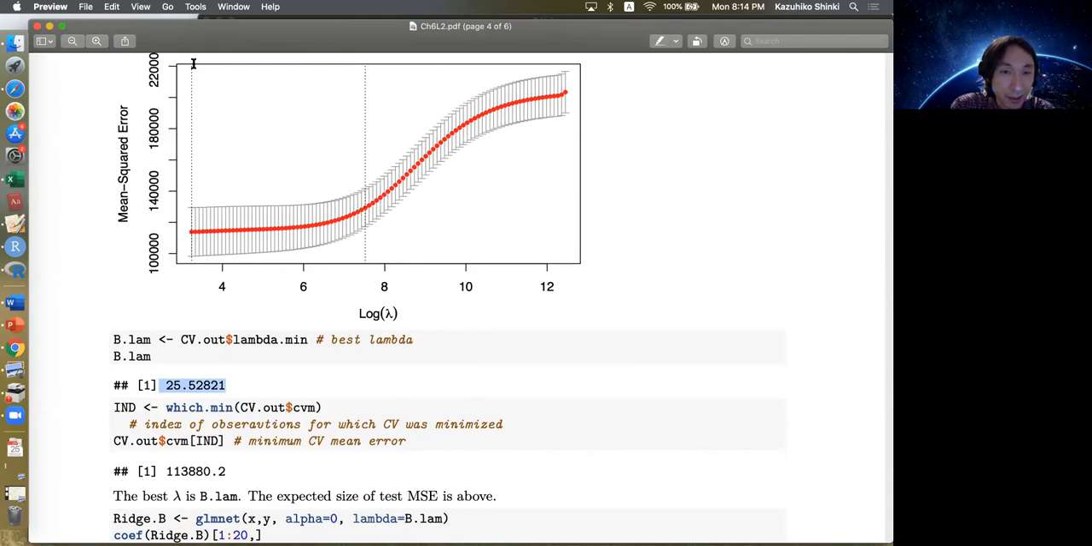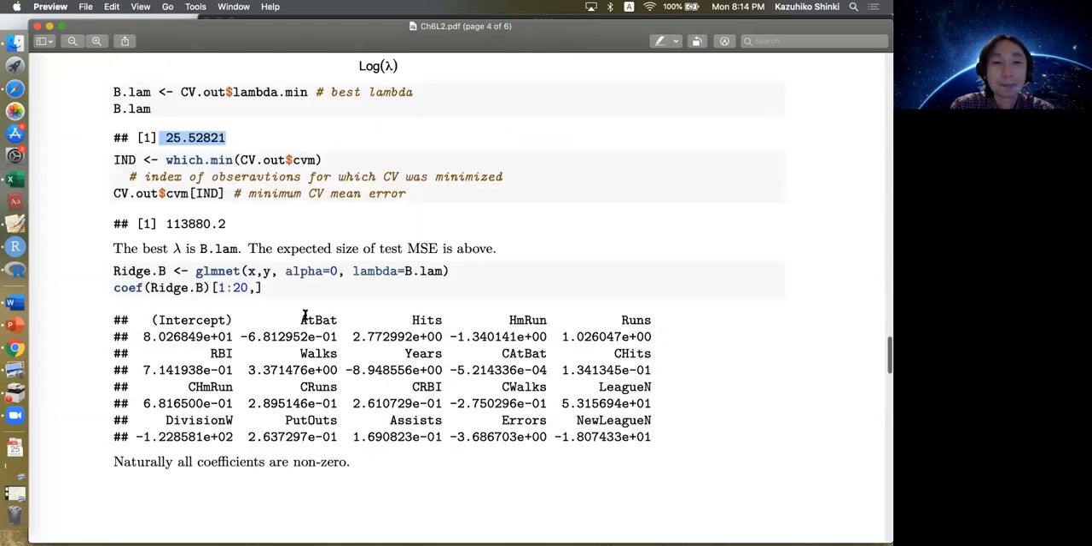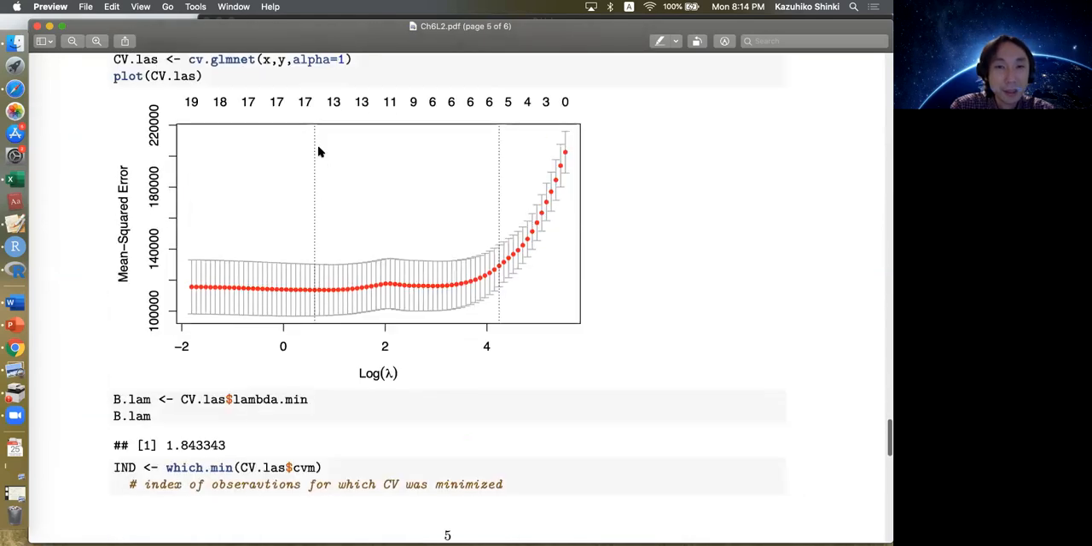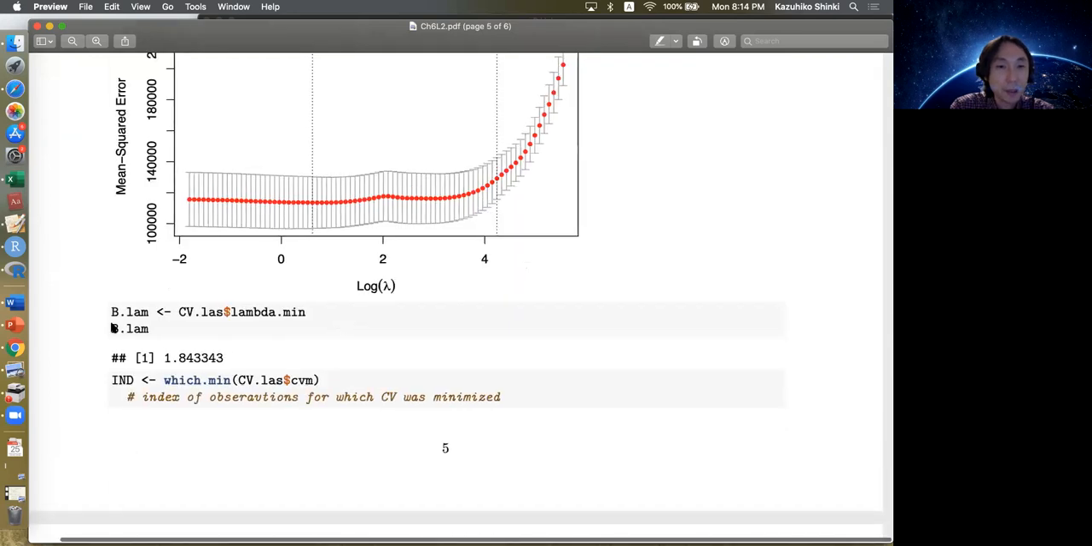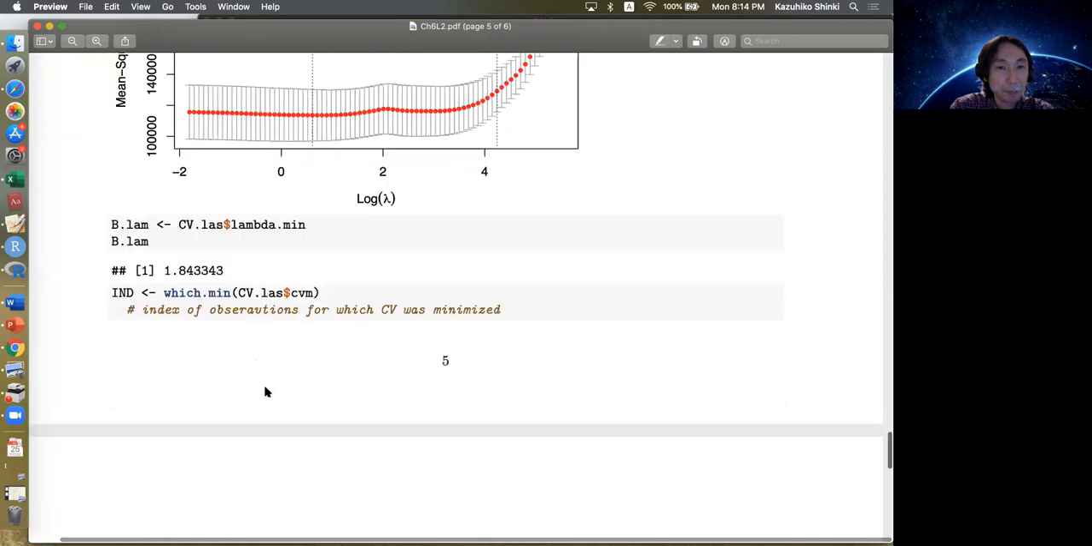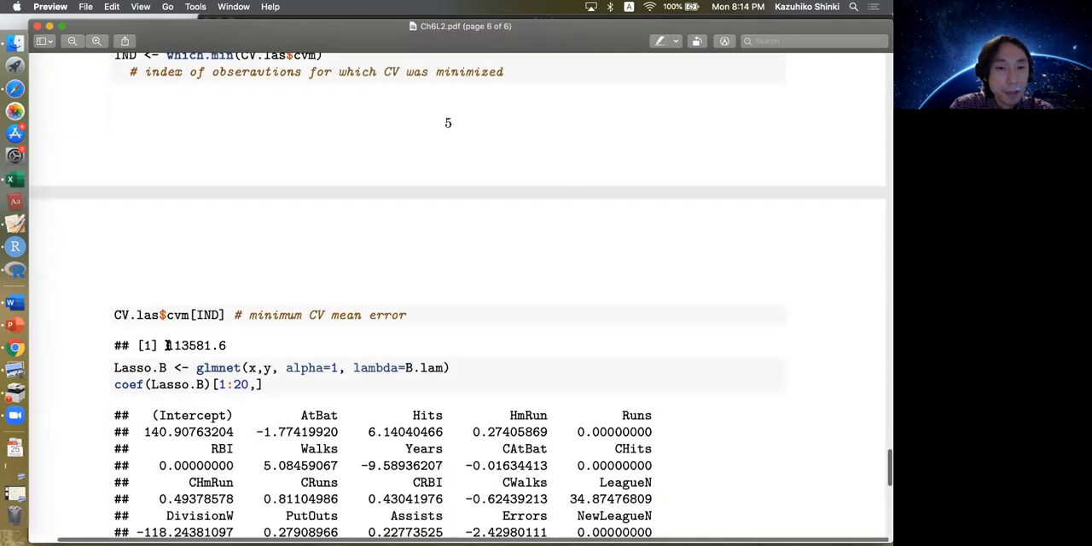Okay, so actually this dotted line means the minimum. So here, this is the minimum. Here it's easier to see. There is a slight increase here and a slight increase here. So this is the minimum. So lambda is probably 0.5 to 1. And actually the log of lambda is 0.5, so that is about 1.8. Lambda is 1.8, and this is the best lambda. Then this is the minimum cross-validated mean error.